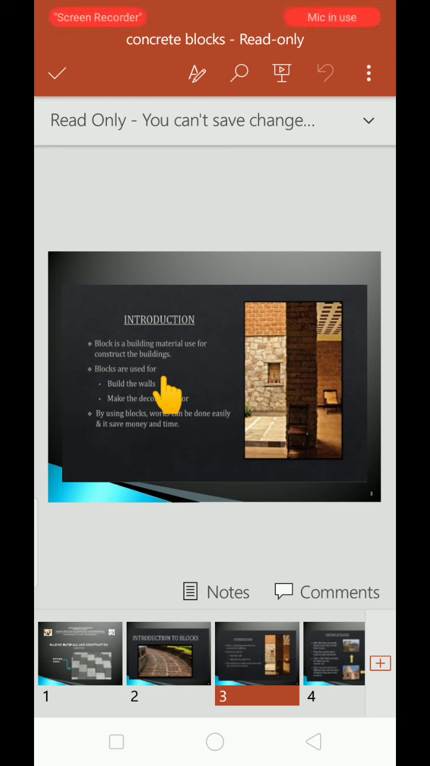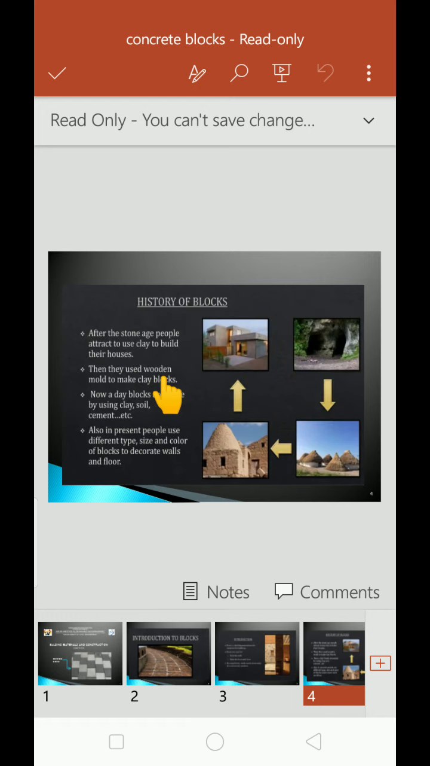For those structures we can use concrete blocks, and by using blocks, work can be done easily and it saves money and time. Because concrete blocks are larger in size compared to bricks, the work will be speedy, economical and time saving also.